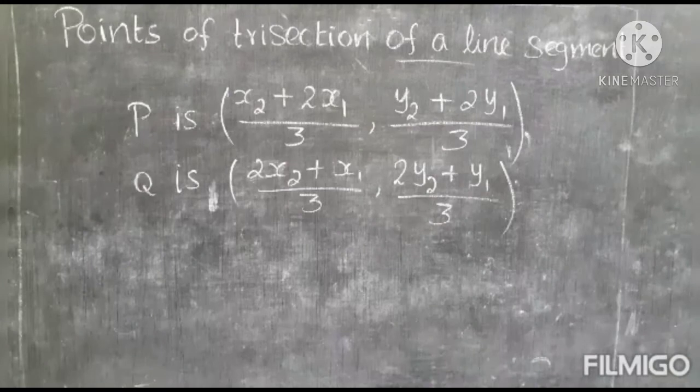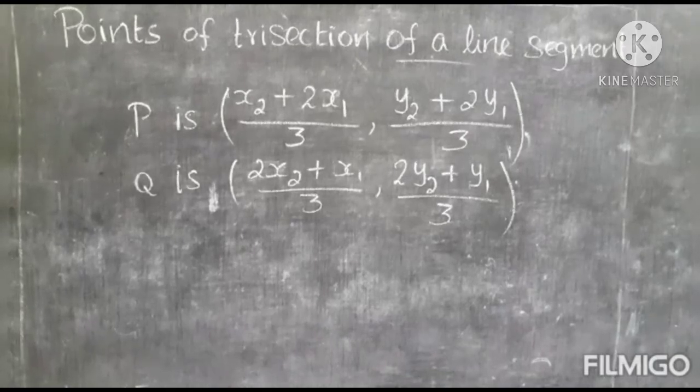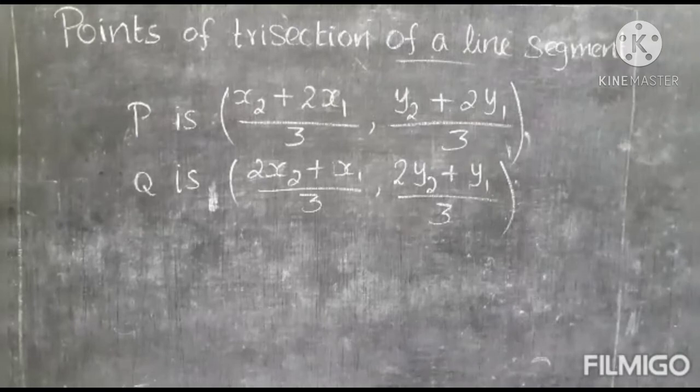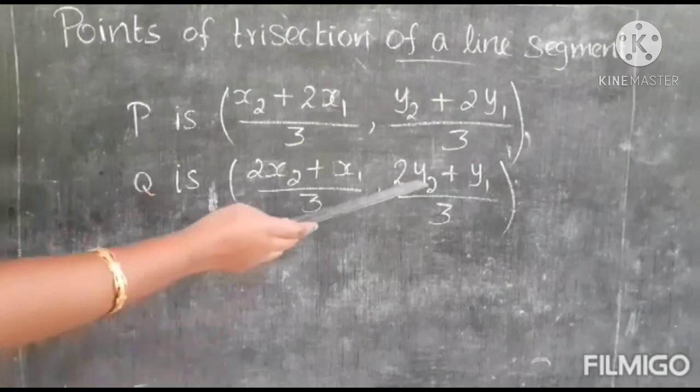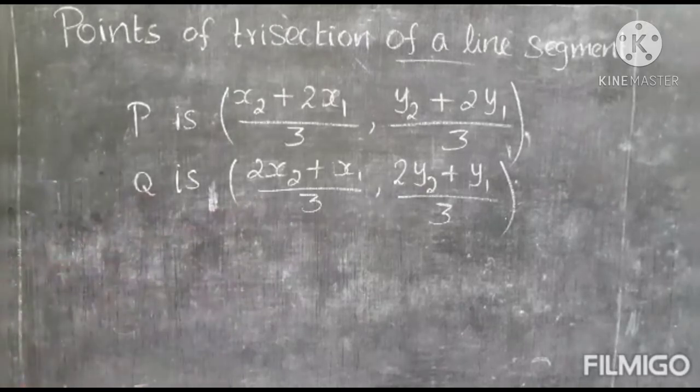The required point P is (x2 plus 2x1)/3, comma (y2 plus 2y1)/3. And the required point Q is (2x2 plus x1)/3, comma (2y2 plus y1)/3.